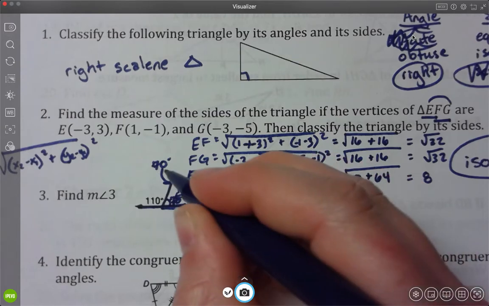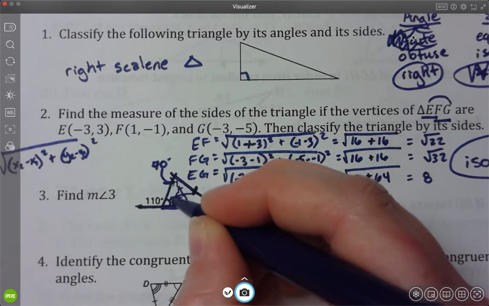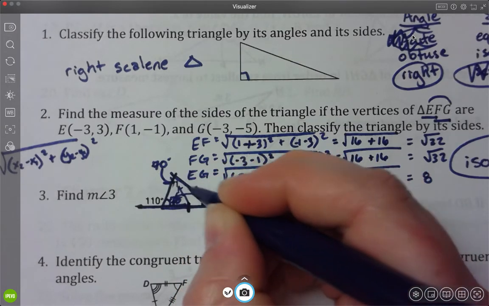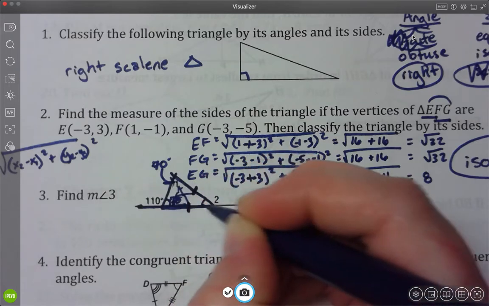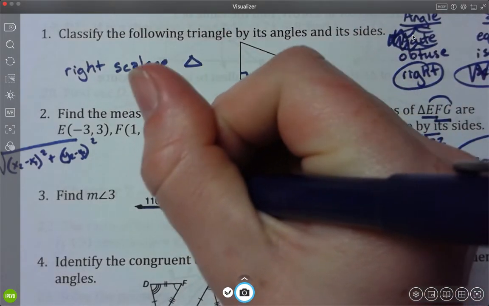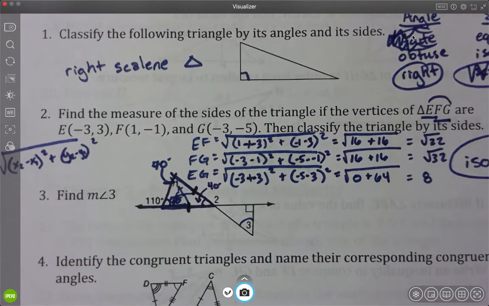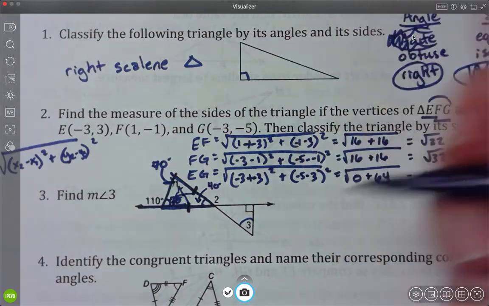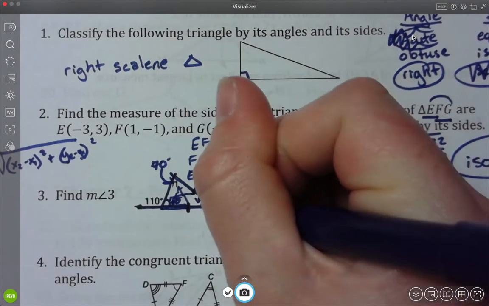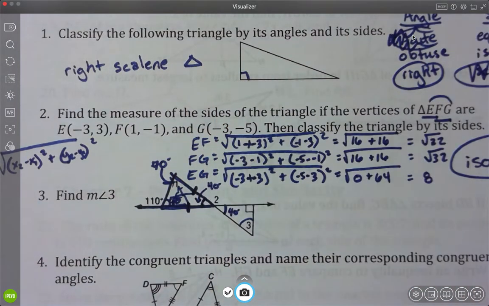This angle right here, if I add 70 and 70 together, that's 140. And all three of these angles inside of this triangle have to add up to 180. So if those two add up to 140, this one is going to be 40 degrees, the rest of the 40. If this one is 40, then this one has to also be 40, because those are vertical angles, they're opposite each other.